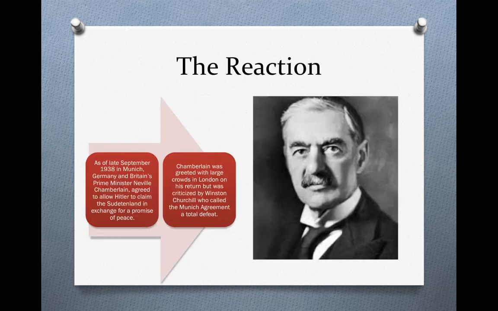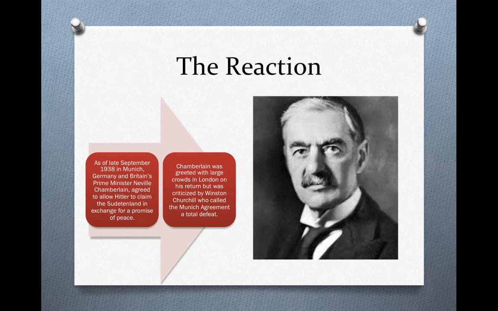So, in late September 1938 in Munich, Germany, Britain's Prime Minister of the time, Neville Chamberlain, agreed to allow Hitler to claim the Sudetenland in exchange for a promise of peace. Chamberlain was greeted with large crowds in London on his return. He stopped the war, but was criticized by the later Prime Minister of Britain, Winston Churchill, who called the Munich Agreement a total defeat.